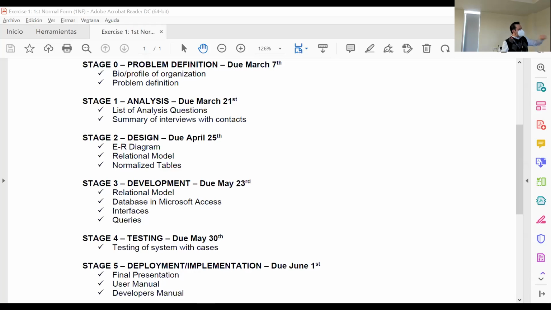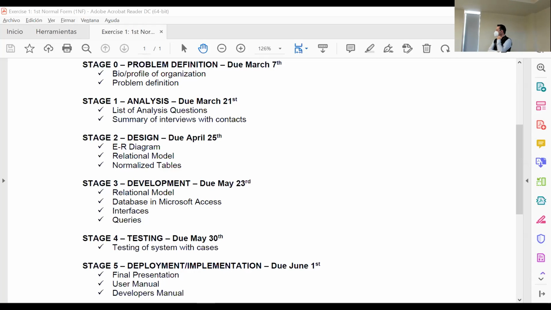And then stage four and stage five. Stage four is the testing. It's just for you to demonstrate to me that you have tested your system with some cases. And stage five is the final deployment or implementation, which is doing your final presentation, doing a user's manual and doing the developer's manual. And that'll round it up by June 1st, okay? I'm obviously gonna give extra points and I am gonna consider for the final exam exemptions how well you do your final project and your presentations, okay?